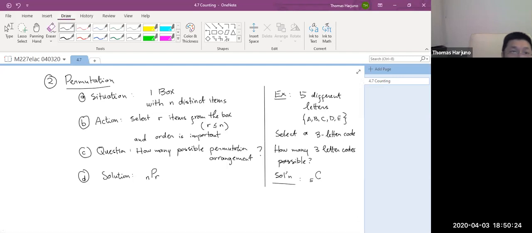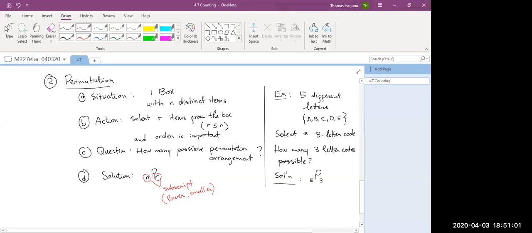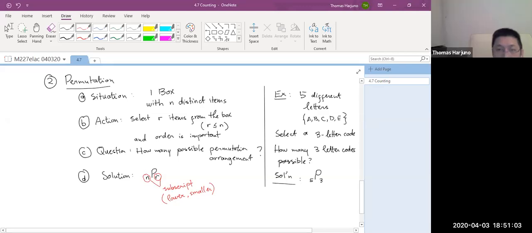5P3. Now this 5 and this 3 are subscript. This N here and this R here are subscript, which means it is written lower and smaller. Now the thing is, how do we use a calculator to compute this 5P3?